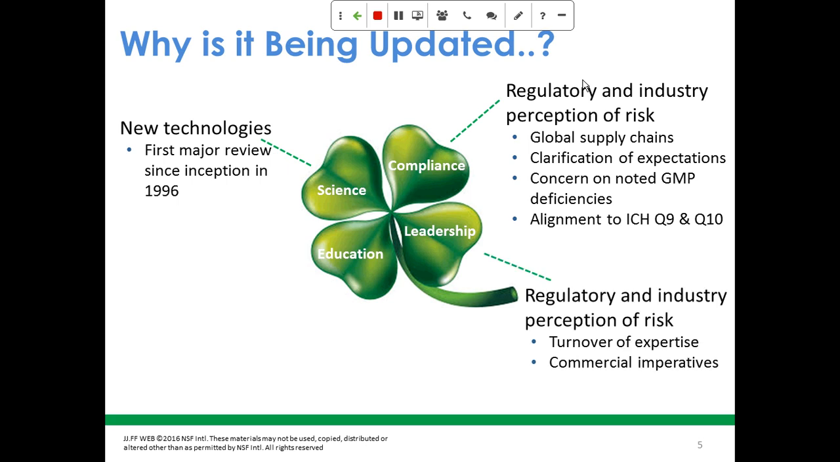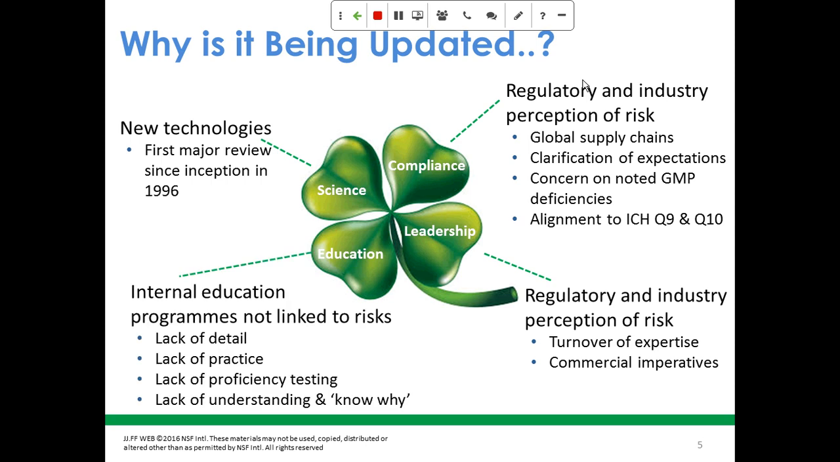There was also a concern across the industry that there had been a lot of turnover of expertise in the last 10, 15 years. And this had led to some real stresses and strains within the industry where the level of subject matter expertise within this sector of the pharmaceutical industry had not been maintained to the same level. So there was a need to clarify some of these particular requirements.